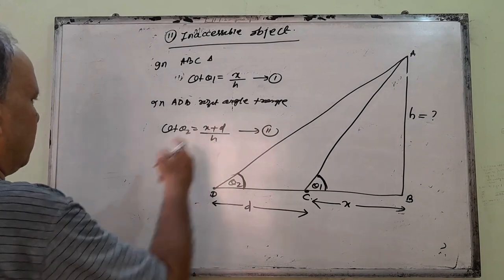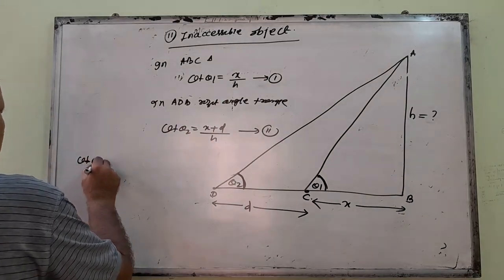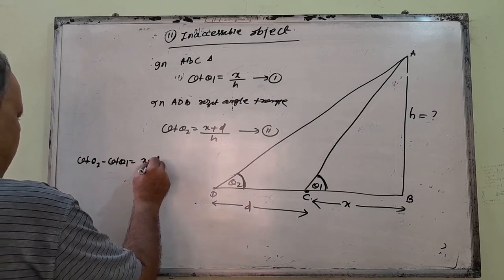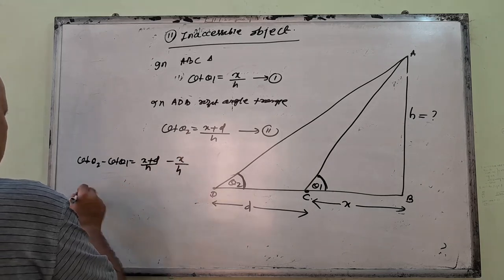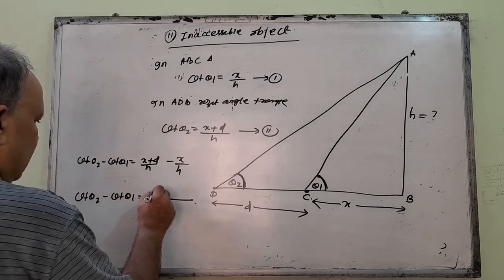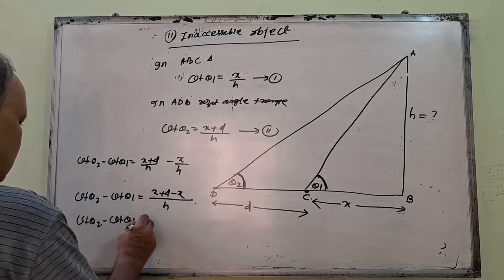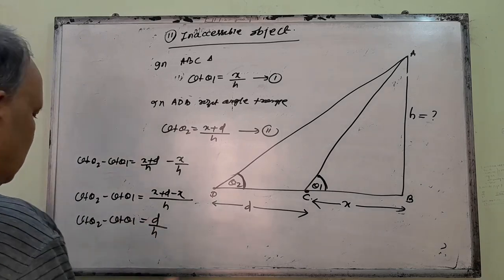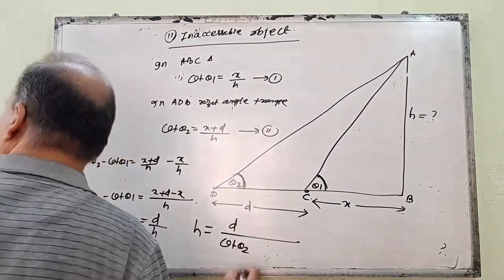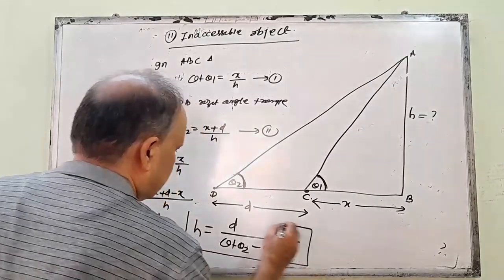Now subtracting 1 from 2, that is your cot theta 2 minus cot theta 1 is your what? x plus d by h minus x by h, or cot theta 2 minus cot theta 1 is your what? x plus d minus x by h, or cot theta 2 minus cot theta 1 is equal to what? d by h, or h is equal to, you can write d by cot theta 2 minus cot theta 1. This is the height.